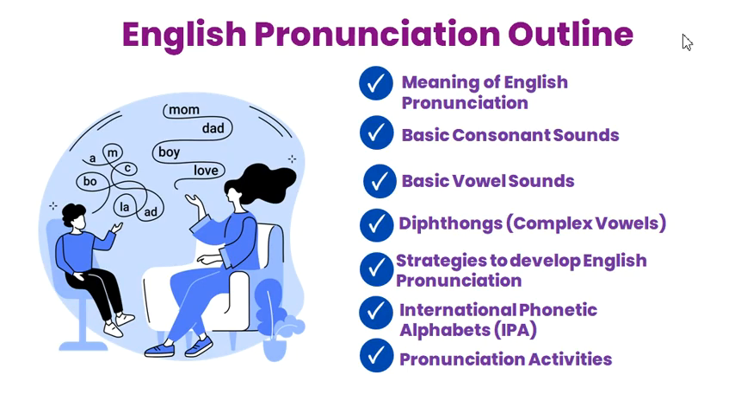If you remember, in our previous section, we covered a few of the outlined topics: the meaning of English pronunciation, basic consonant sounds, basic vowel sounds, and diphthongs or complex vowels. Today we will be covering the remaining three sections, which are strategies to develop English pronunciation, the international phonetic alphabet, and pronunciation activities. So let's dive into the first section.